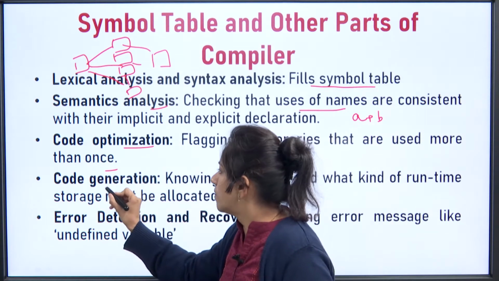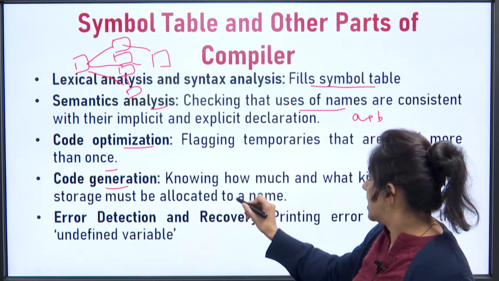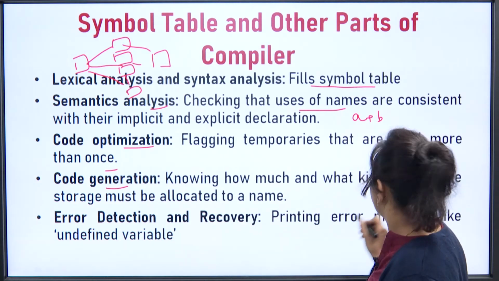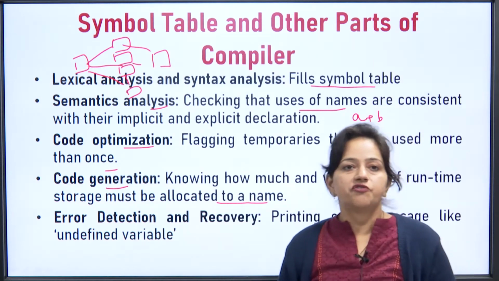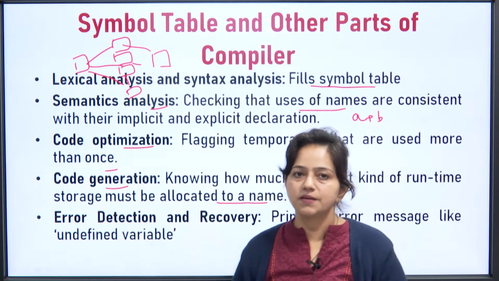Now, next is the code generation. So, knowing how much and what kind of runtime storage must be allocated to the name. So, for that purpose also we use the symbol table.